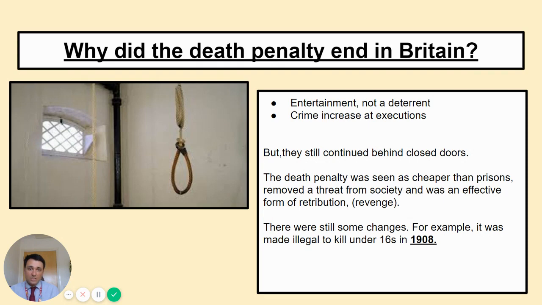Now, the death penalty was still kept. It was seen as cheaper than prisons. You're removing a threat from society, so they couldn't possibly reoffend again. And it was seen as an effective form of retribution or revenge. It's this form of justice: if you have killed someone, then we should kill that person as well, an eye for an eye. But there were still some changes to the death penalty from this time. For example, it was made illegal to kill under 16s from 1908. As you can see there, I've put that in bold, so you know that's a date you need to look through and add to your timeline for a bit of information.